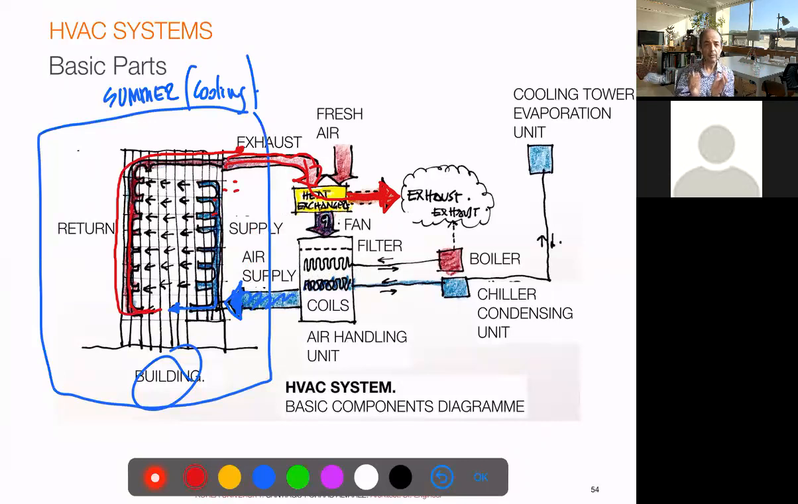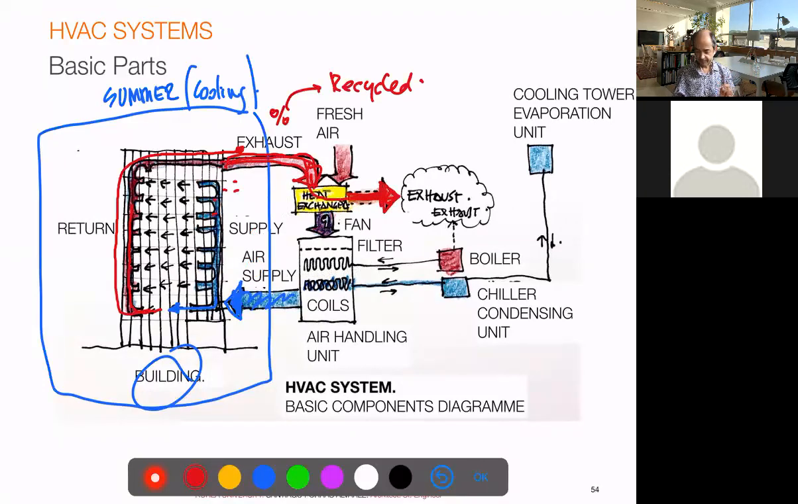In very cheap old systems, a percentage of this exhaust will be recycled. Why? Because in summer this air is hot, but still cooler than the outside. So if you reuse a percentage of it, you're saving energy. But we try to avoid it because we are losing ventilation. And in this world of pandemics, it's a big risk to put that air inside, because again, you collect smells, you collect bacteria, you collect viruses, and that goes to the building. So it's a big problem.